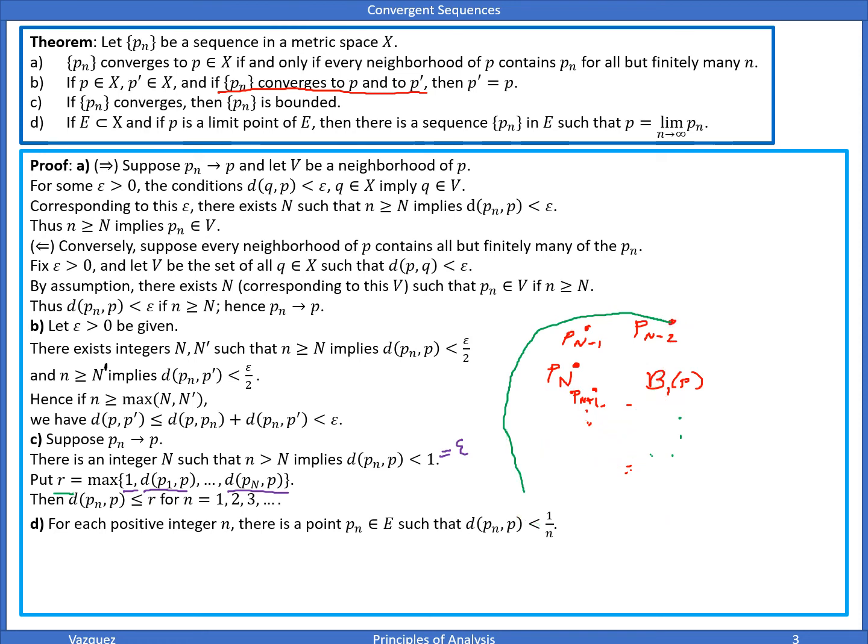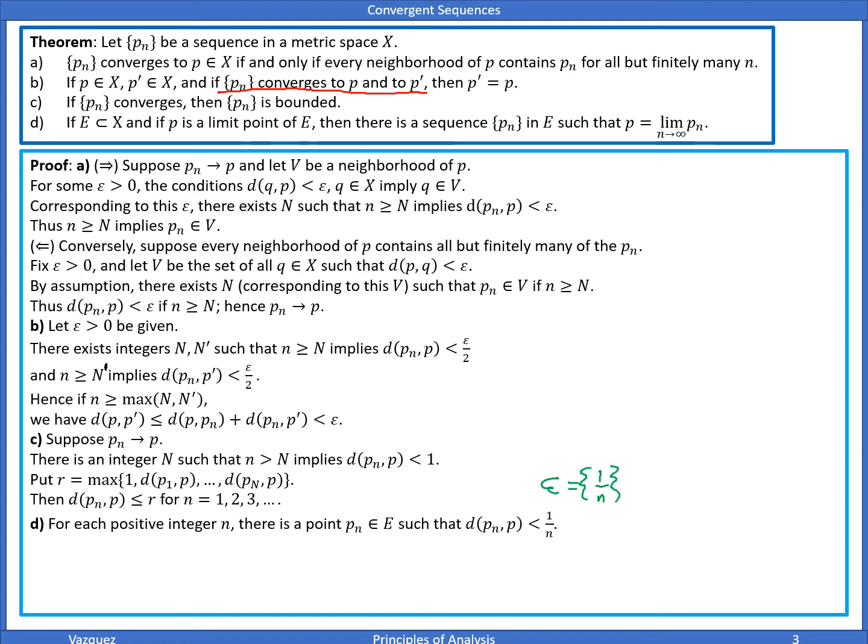Okay, another one. Finally, our last one, D. This one may be the shortest. Actually, C is pretty short, so maybe not. For each positive integer n, there's a point P sub n in E such that the distance between P sub n and P is less than or equal to 1 over n. So we're setting epsilon to be the sequence 1 over n. Right, that's going to be our epsilon sequence, I suppose.